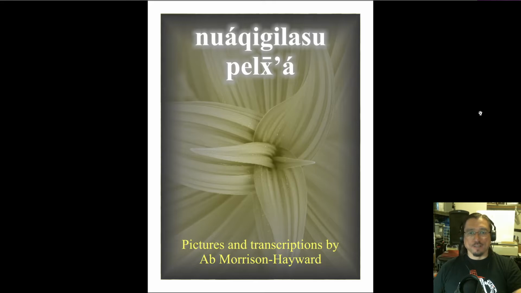And here is part 2 of the picture series that I've been working on. I call this Nuwa Kekila Supoha, which means making ideas or thinking about flowers or plants. So these are pictures that I've been taking of different plant life around isla territory. So let's take a look at the first one.